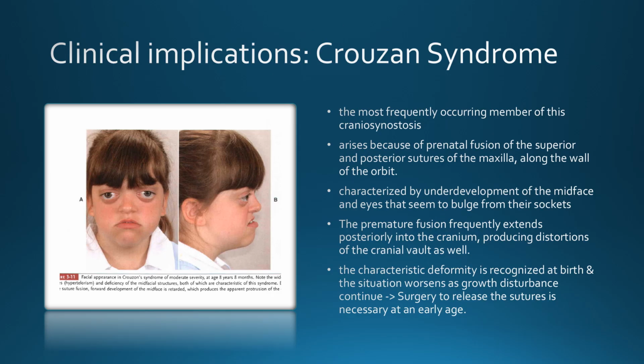What else? Crouzon syndrome. Remember when we talked in the last lecture about craniosynostosis, which is fusion of the sutures, right? Fusion of the sutures can also happen in the superior and posterior sutures of the maxilla. Okay, and then we can see another mid-face deficiency. Okay, and the most common one of the craniosynostoses is called Crouzon syndrome. And you can see this premature fusion extends, and the orbits look enlarged because the mid-face is very deficient.